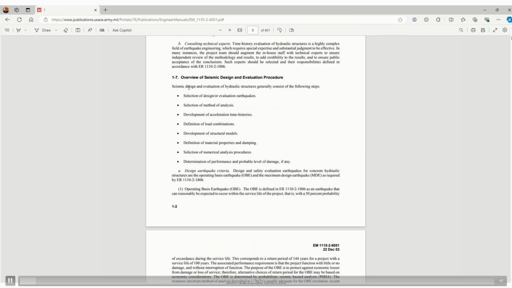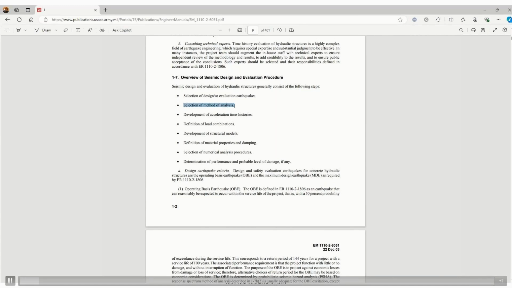So the overview: overview of seismic design and evaluation procedure. Seismic design and evaluation of hydraulic structures generally consists of following steps: selection of design or evaluation earthquakes. We have evaluated the earthquakes. Okay, we have that ground motion history. Seismic agency will do that.